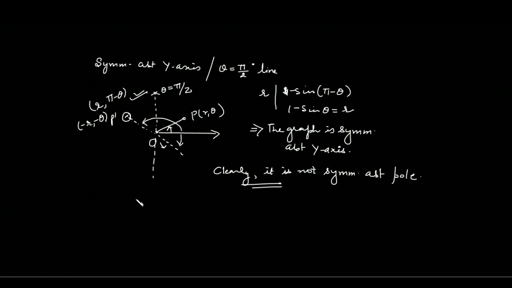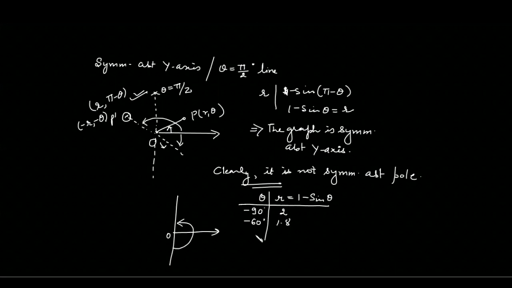right? Now since our graph is symmetrical about y-axis, it is sufficient to consider theta to be minus pi by 2 to plus pi by 2. Rest will be drawn with the help of symmetry. So we consider theta to be minus 90 to plus 90. When you take theta to be minus 90, the value of r will be what? It will be 1 minus sine of minus 90, which will become 1 plus 1, 2. At minus 60 degree, it will become 1 plus square root of 3 by 2, which is 1.73 by 2 is 0.8. So that will be 1.8 approx.